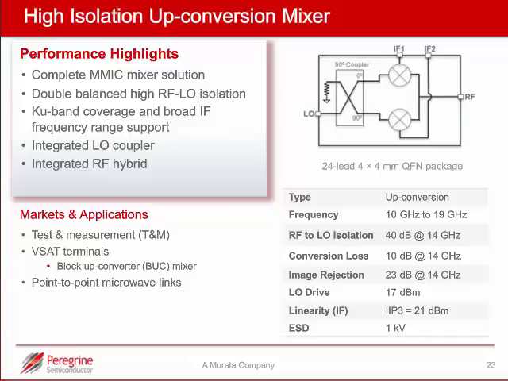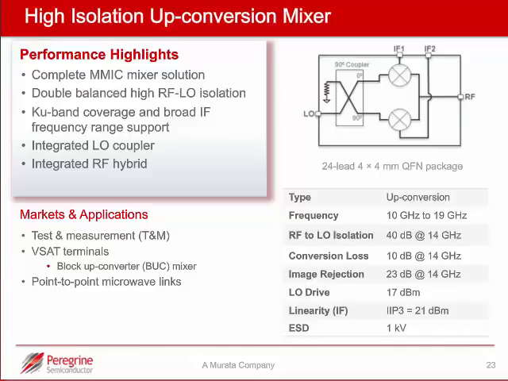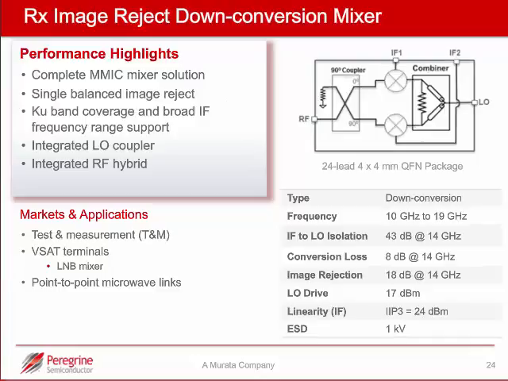Its sister part is the down converter, and this is focused a little bit more on IP3. You can see it's got an IP3 level of 24 dBm, conversion loss of 8 dB, covers the same 10 to 19 gigahertz range. And this would be likewise for point-to-point and test and measurement and for the down conversion on VSAT terminals.